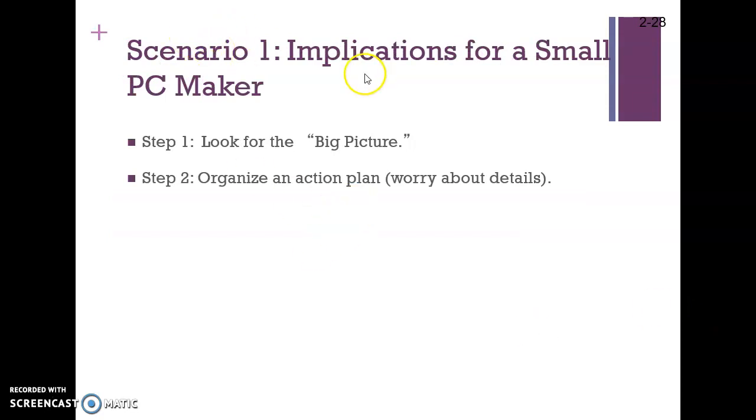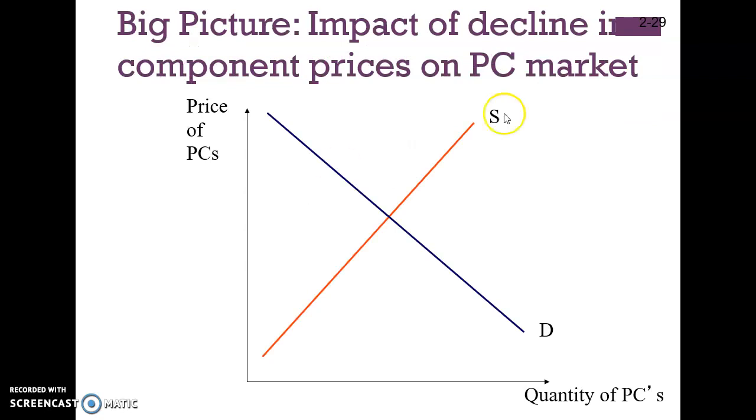Scenario 1 is the implication for the small PC maker. We have to look at the big picture, how the demand and supply in the market are going to move, and make the decision by analyzing that big picture, and organize an action plan. You also have to worry about the smaller details, like the impact of the decline in the component prices of the PCs.